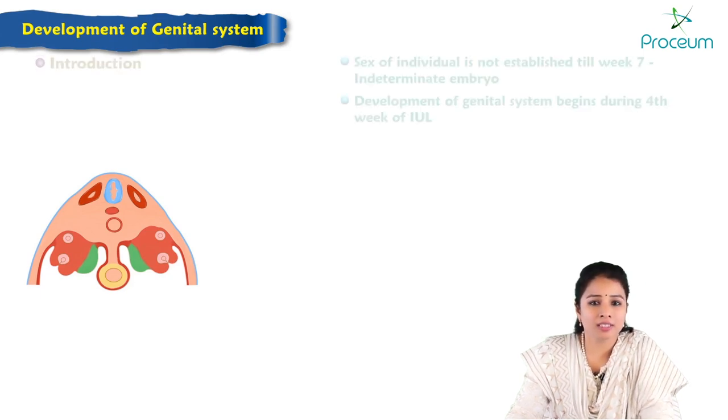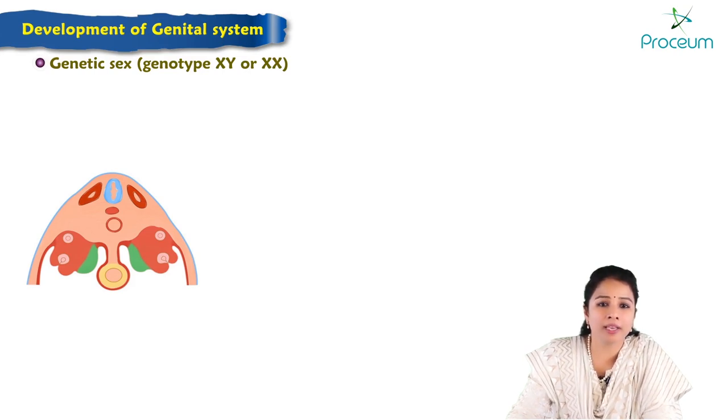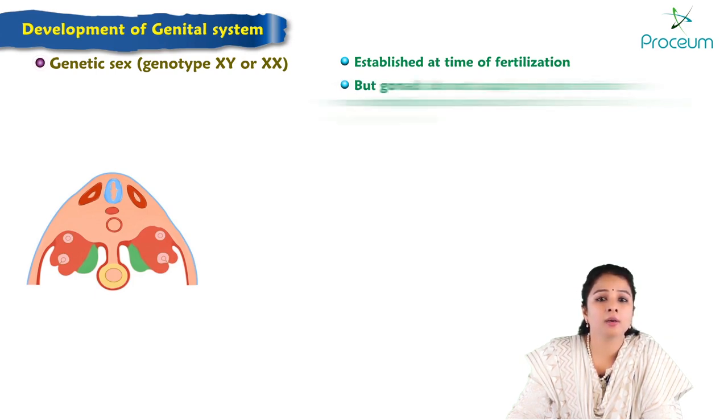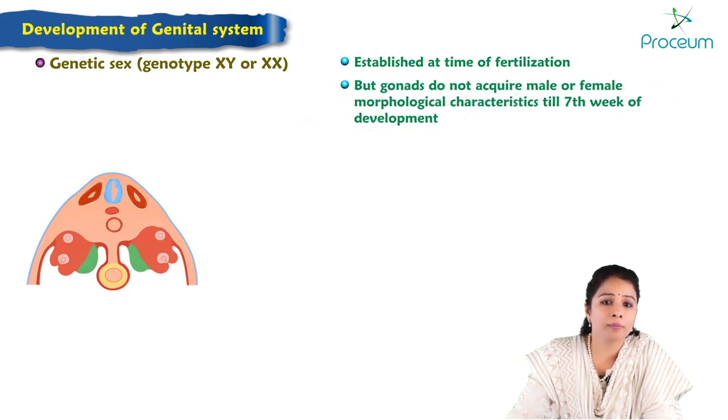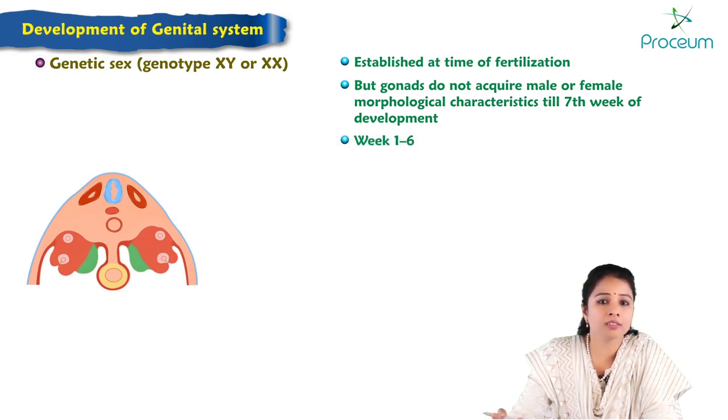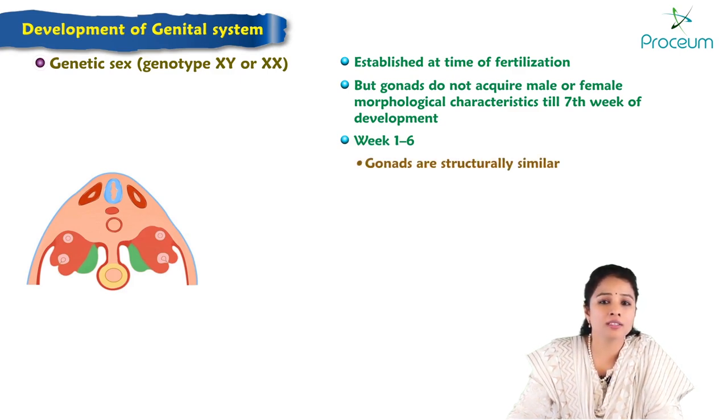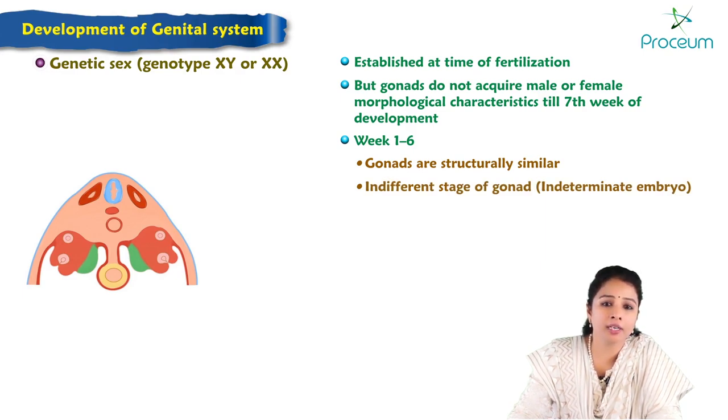So starting with the genetic sex, that is genotype XY or XX of the embryo, is established at the time of fertilization. But gonads do not acquire male or female morphological characteristics till the embryo attains 7th week of development. Initial week, that is week between 1st to 6th week of development, the gonads are structurally similar, and hence this is called as indifferent stage of gonad or indeterminate embryo.